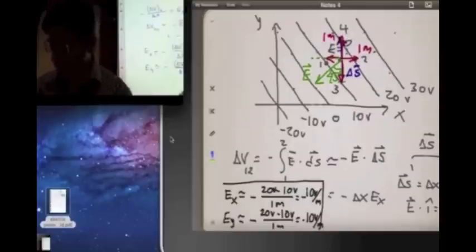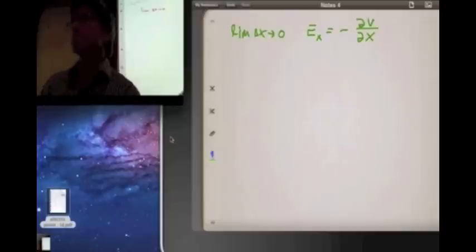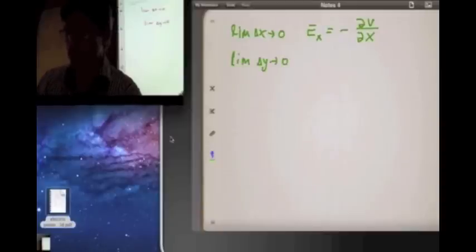Now we said these equations are approximate, and you can write an exact version of these equations if you take the limit when delta x and delta y go to 0. So in that limit, when delta x goes to 0, what you would have is an exact equation that says that Ex, the x component of the electric field, is the negative of the derivative of the potential with respect to x. And for Ey, when you take the limit when delta y goes to 0, the previous expressions turn into derivatives.